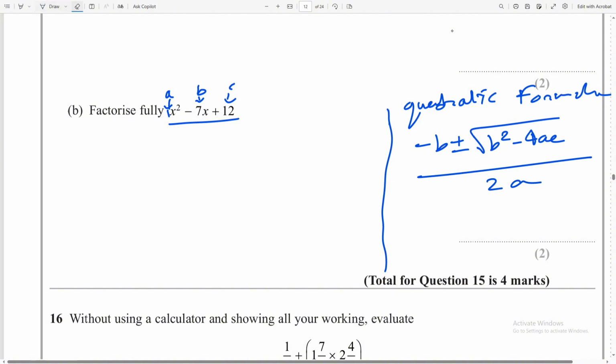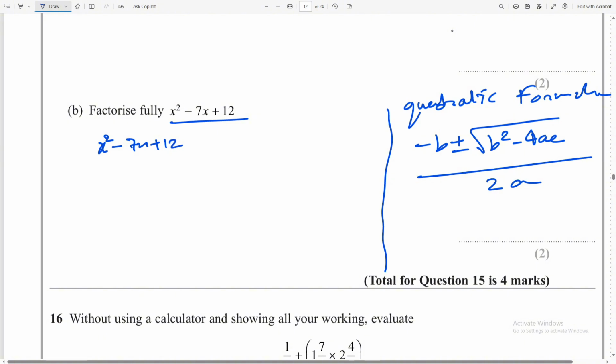Now, today we're going to be learning about another method which you will have to use mostly in your IGCSE Maths O levels exam, which is the middle term method, which factorizes the equation first before solving it. So the way to do the middle term method is first, let's write down the equation here: x squared minus 7x plus 12.